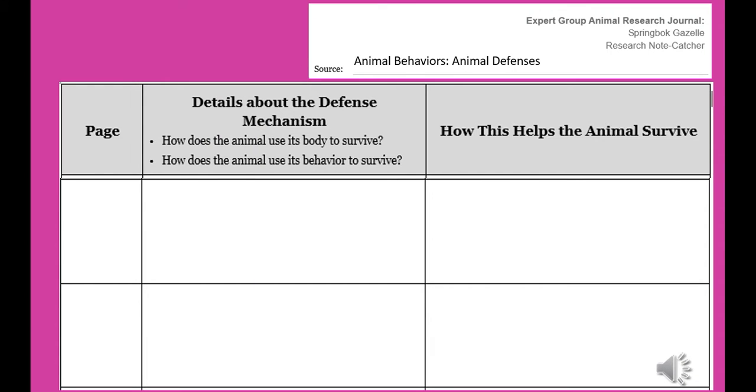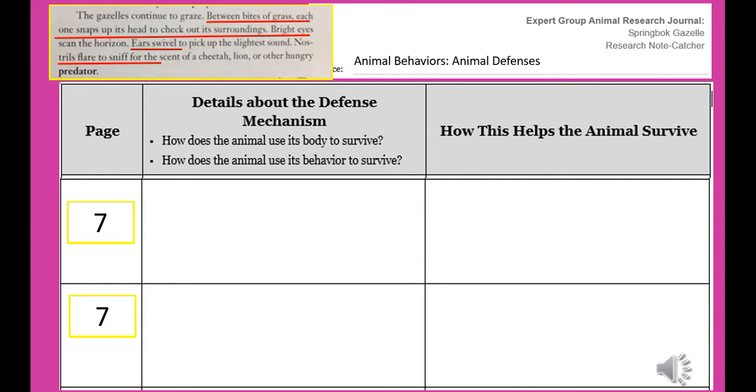Already after reading the first two paragraphs, I noticed that there were some defense mechanisms that the author talked about for the Springbok Gazelle. So both of these will be found on page 7. In paragraph 2, we hear that the gazelles are grazing, and while they're grazing, they're looking around, they're checking out their surroundings, their eyes are scanning the horizon, their ears are listening, their nostrils are smelling, and so all of these are those senses that they're using to help them detect predators.